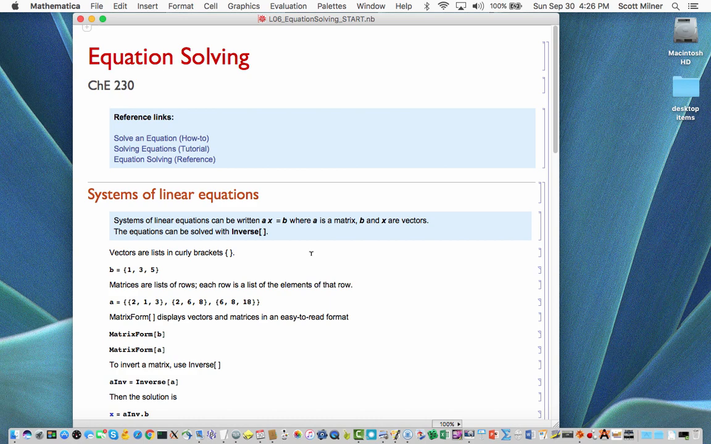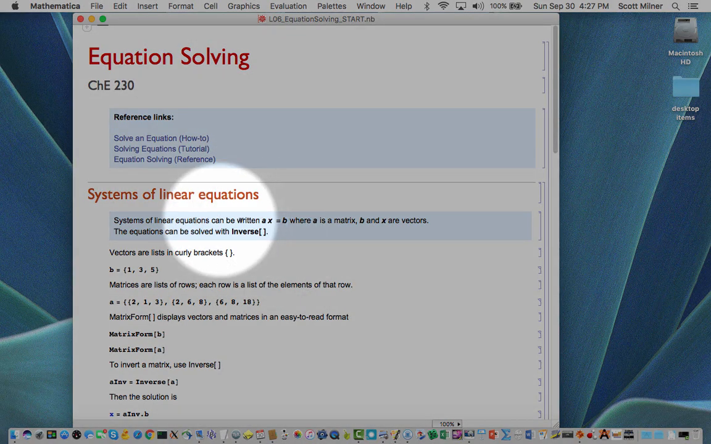In this lecture, I will present several functions in Mathematica that are useful for solving different kinds of equations that commonly occur in engineering and science problems. The first category of those equations are linear equations, systems of linear equations, which can be written in a matrix form, Ax = b, where A is a matrix and b and the unknown vector x are vectors.